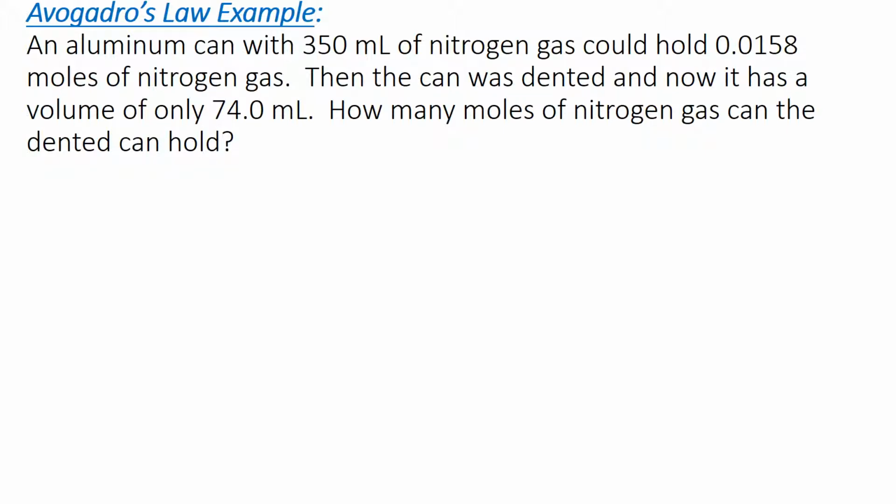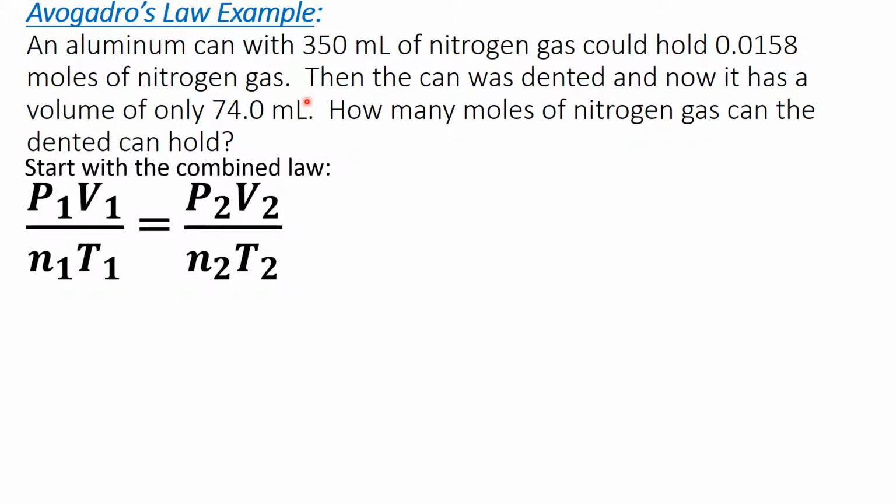Avogadro's law is the example we're going to look at next. An aluminum can with 350 milliliters of nitrogen gas could hold 0.0158 moles of nitrogen gas. If the can was dented, it has a volume of only 74 milliliters. So how many moles of nitrogen gas can the can hold after it's dented?